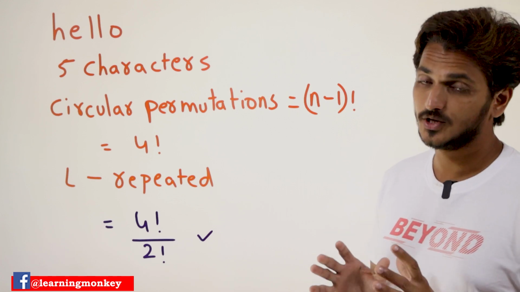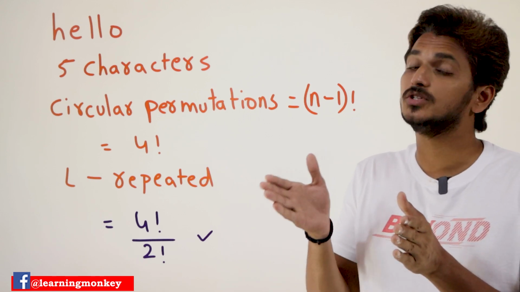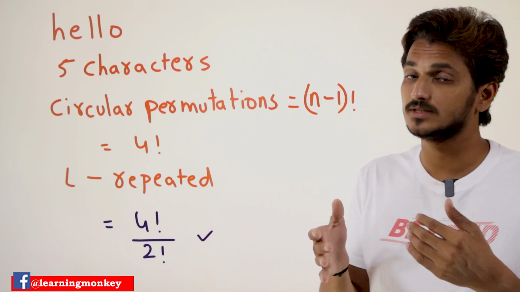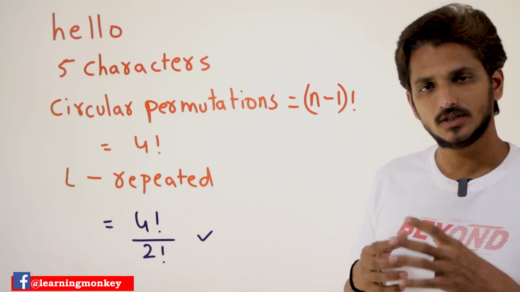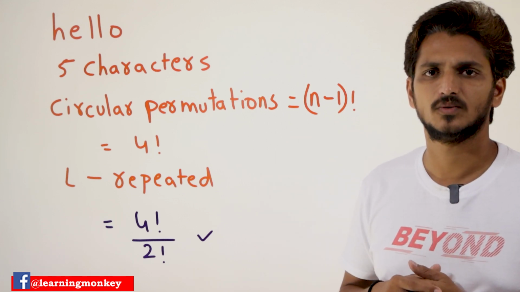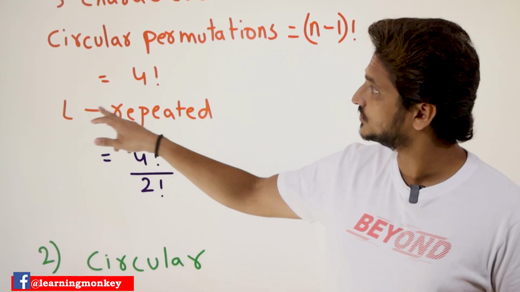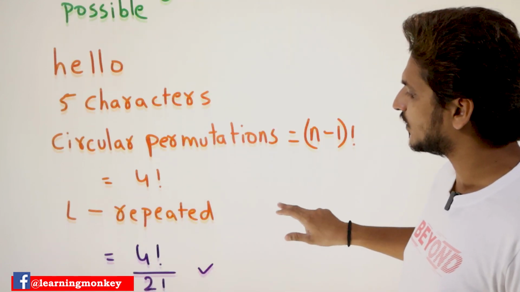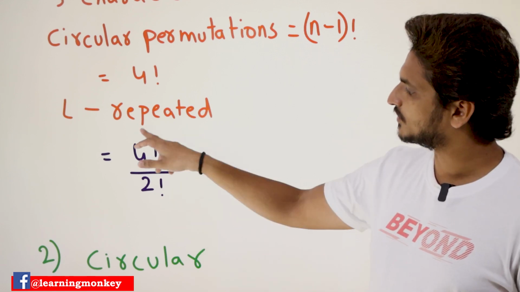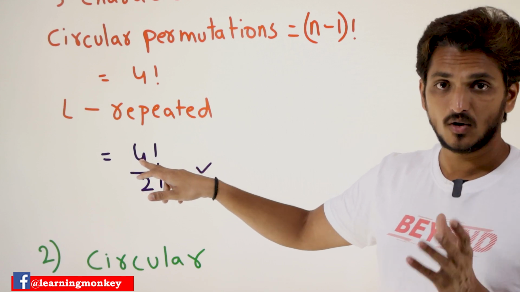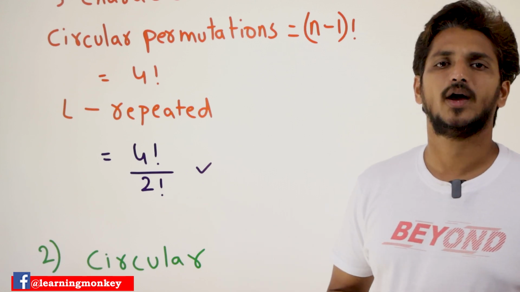But the point you need to understand here is that L is repeated 2 times. The permutations with repetitions concept, which we discussed in our previous classes, is applicable to circular permutations also. 4 factorial is the total possible ways. Since L is repeated 2 times, it is 4 factorial by 2 factorial. So the number of ways to arrange the characters in hello in circular permutations is 4 factorial by 2 factorial.